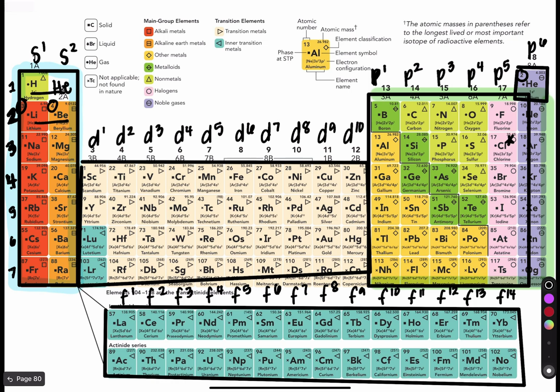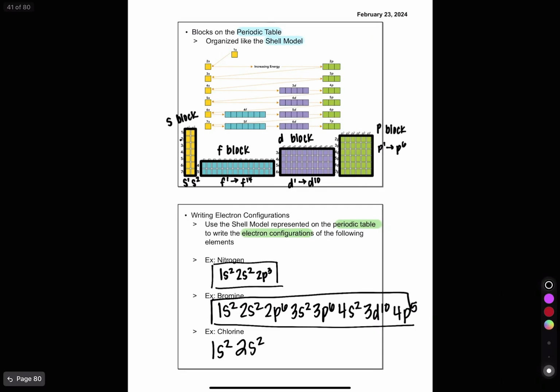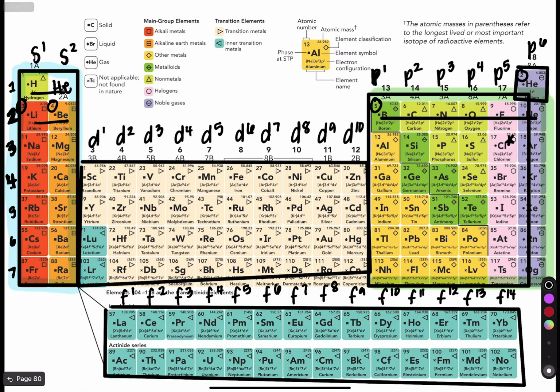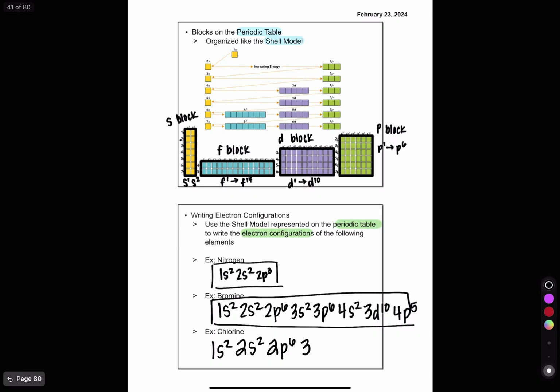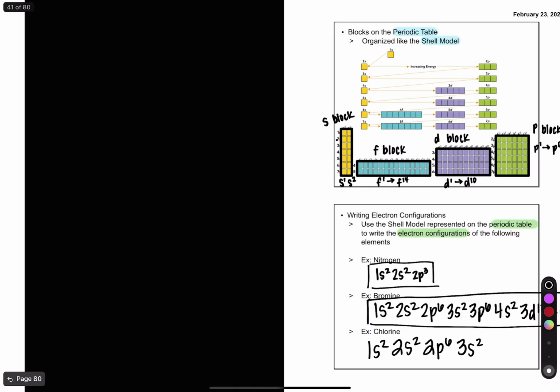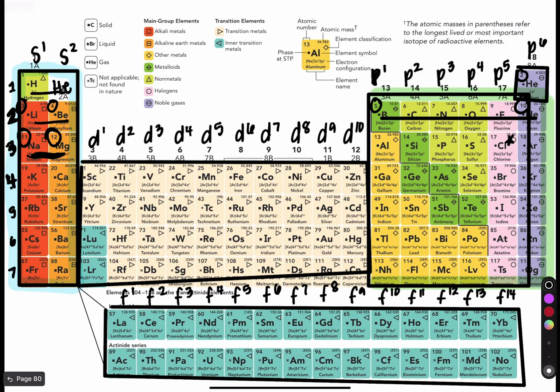I'm moving from element 4 to element 5. This is the 2p block, and I filled that up with 6 electrons. And then I'm moving on from element 10 to element 11. That's the 3s block. So I filled the 3s block with 2 electrons. And then I'm jumping from element 12 to element 13. Chlorine is in this block, and this is my 3p block. So all of these are 3p's.